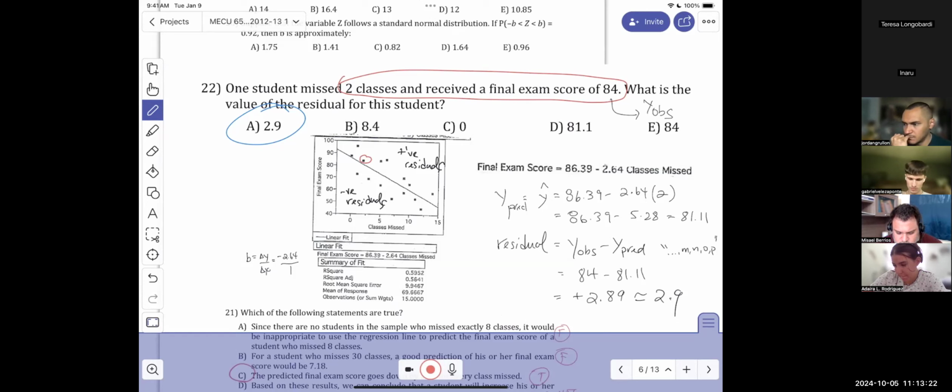So it's observed minus predicted is the residual. We could subtract the other way, but then we wouldn't have the result that the above-the-line values have positive residuals and below-the-line values have negative residuals. So we subtracted observed minus predicted. Okay, so let's do 25.